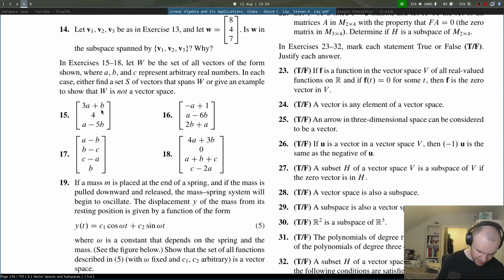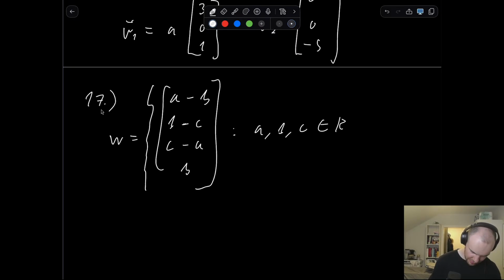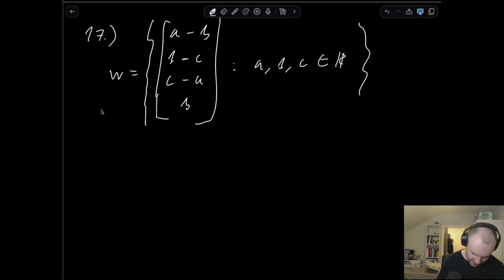So let's do 17. Then we'll have a minus b, b minus c, c minus a, and b. So we have a set like this, where a, b, c are all reals. Okay, that was pretty stupid. Nice. Okay, so let's see now.